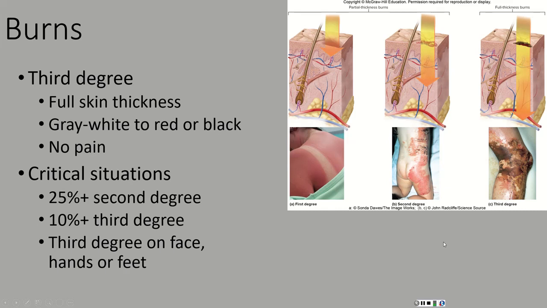Here, we're going to start to see some weird colors. They're going to start to look kind of brown or gray. Parts of it may even be white. There will be charred areas that are black. Those are called eschars.